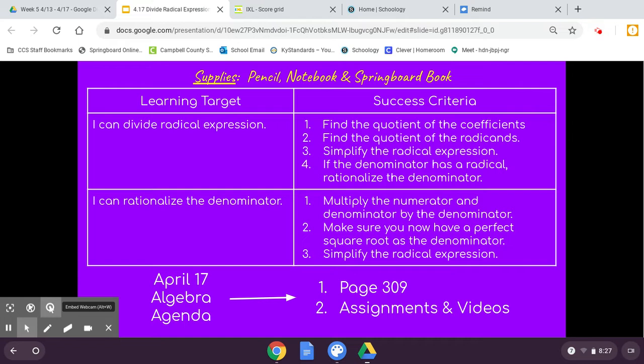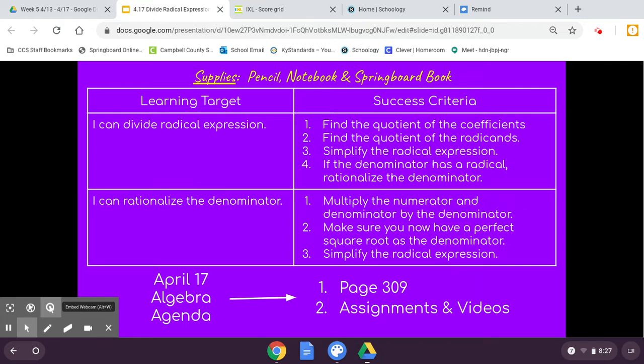All right, we're going to talk about dividing rational expressions today. And most of the time, you're going to have to rationalize the denominator to be able to simplify. So you have tons of success criteria that you can go back and look at or write down so that you just have in front of you. We're going to work in your Springboard book on page 309 today. And then I have some examples from IXL that I'm going to do with you too.